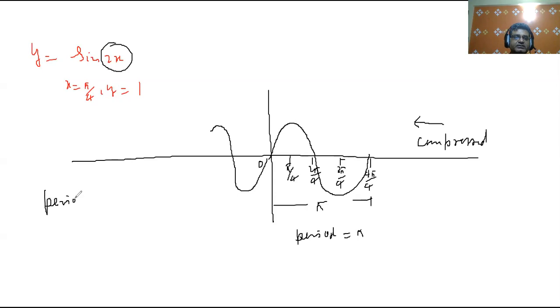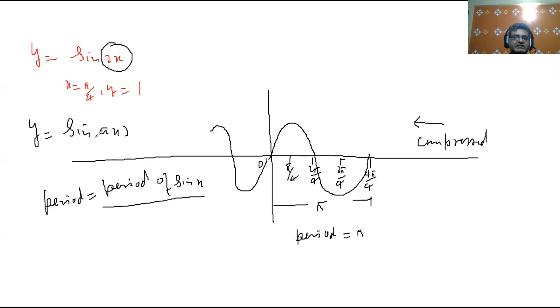So we'll write down that the period is nothing but the period of sin x divided by a, if the function is y is equal to sin ax. It means it is 2 pi by a. So in this case, when sin ax, the period will be 2 pi by a. It is modulus also, because when y is equal to sin of minus 2x, the period will also remain 2 pi upon 2.